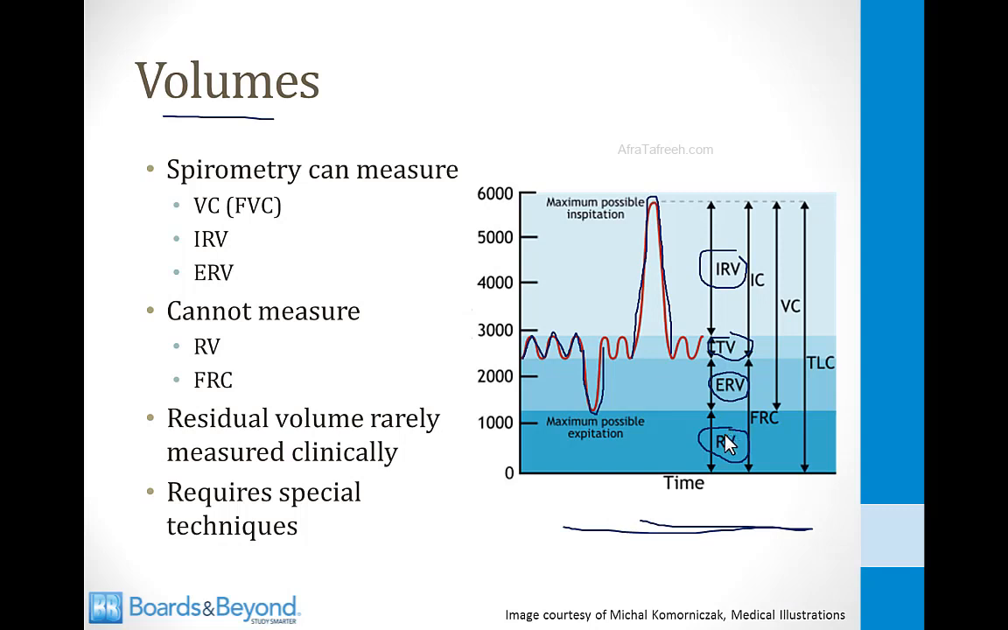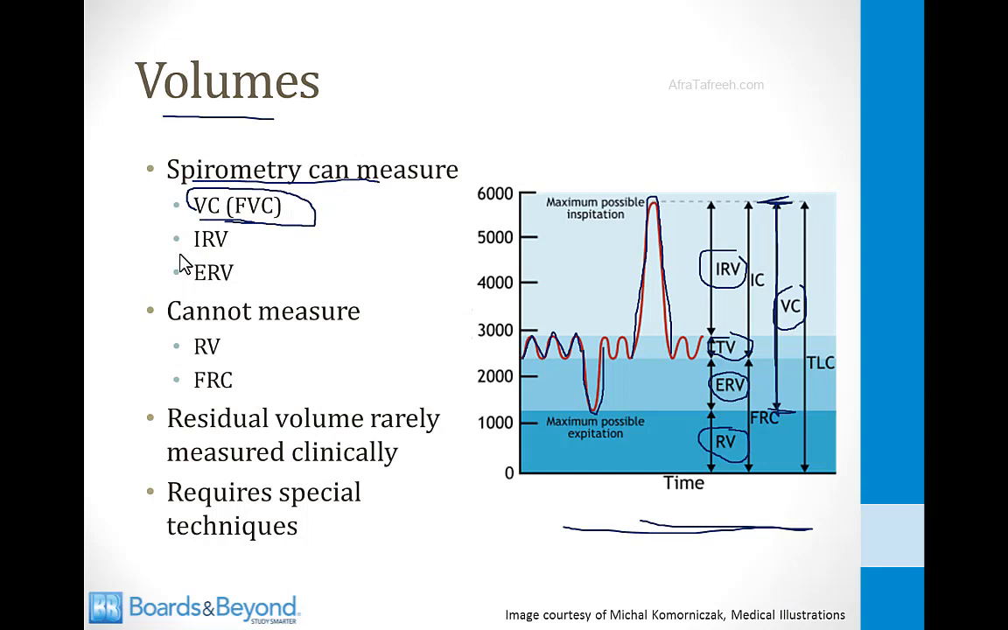lungs. Some other volumes that are important are the vital capacity right here. That's how much air you can blow out after a maximum inspiration. So if you inspire all the way up here to 6 liters, blow out absolutely as hard as you can. The difference between those 2 points is the vital capacity. So spirometry can measure the vital capacity. In fact, that's what you do, is take in a very deep breath and blow out as hard as you can. So all that air you blow out is the vital capacity, or the FVC.